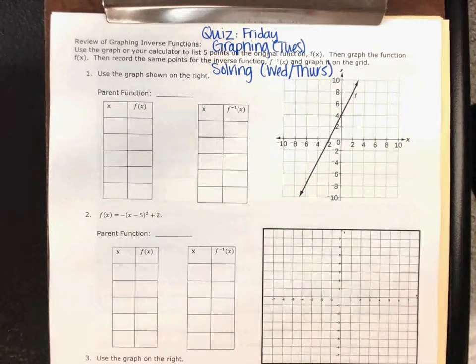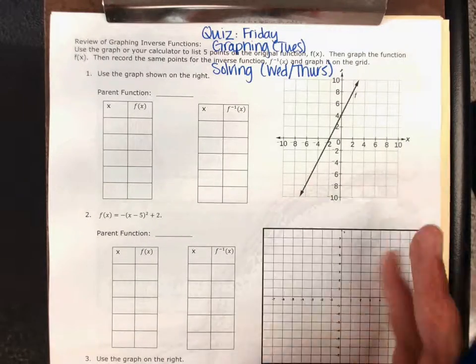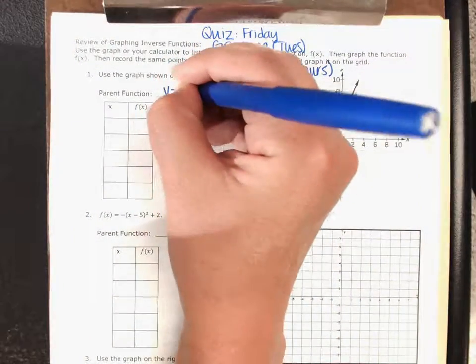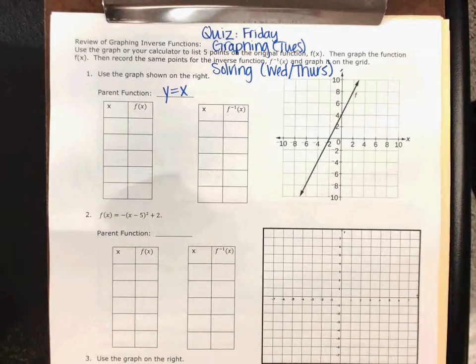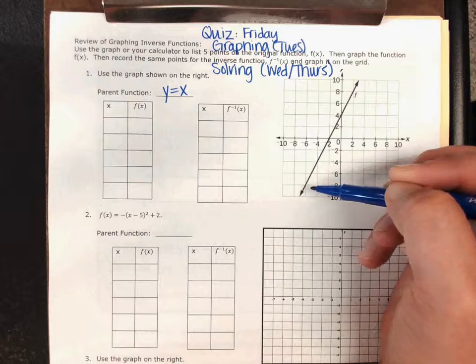There is no homework assigned with this. This is really just more for you to be prepared for your quiz. Okay, so first one, you'll notice this is a straight line. So the linear parent function is y equals x. Remember, that's not an equation for this line. That's the equation for the parent function.